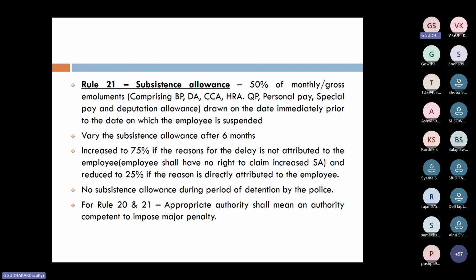Who is the appropriate authority? It is the disciplinary authority or the appointing authority, whichever the case. Suppose he is terminated, in that case the appointing authority is the appropriate authority. For some punishments, in the schedule at the end of the slide, I will show you, the disciplinary authority will be mentioned. So he is the authority for taking action as appropriate authority, and he will impose the major penalty.